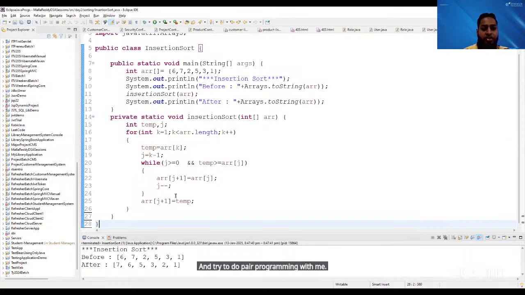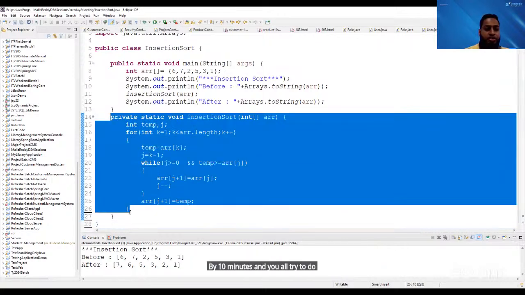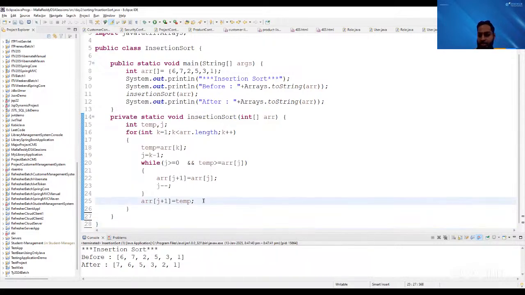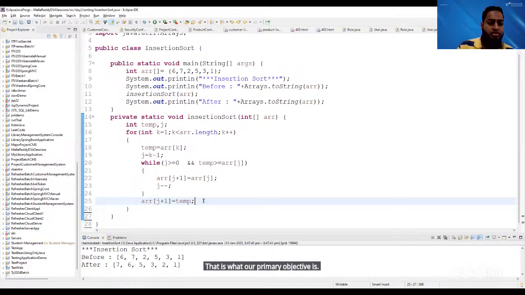As I finish a program, I'll give you all a break of 5-7 minutes, and you try to do the program in that time. If you struggle, put it in the chat. I don't mind repeating and reiterating the same concept again and again, as long as we understand it thoroughly. That is our primary objective. So practice this code, and let me push it onto GitHub for everyone to practice.